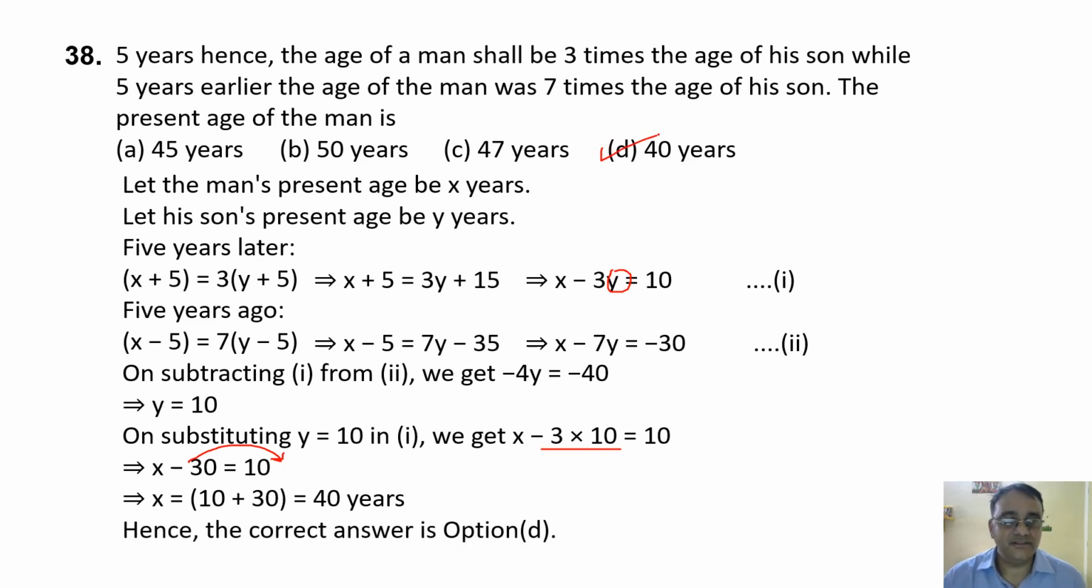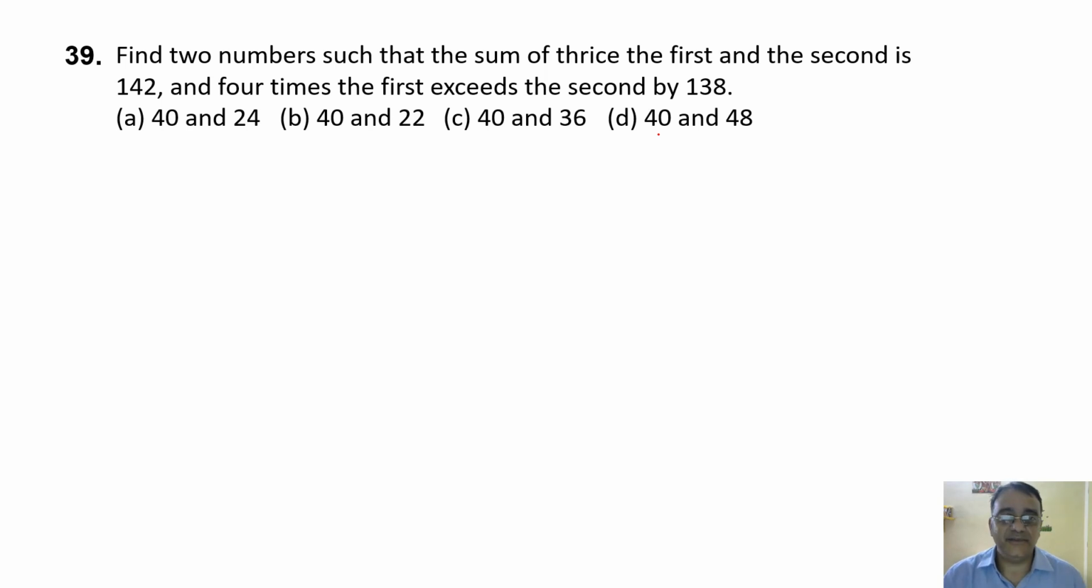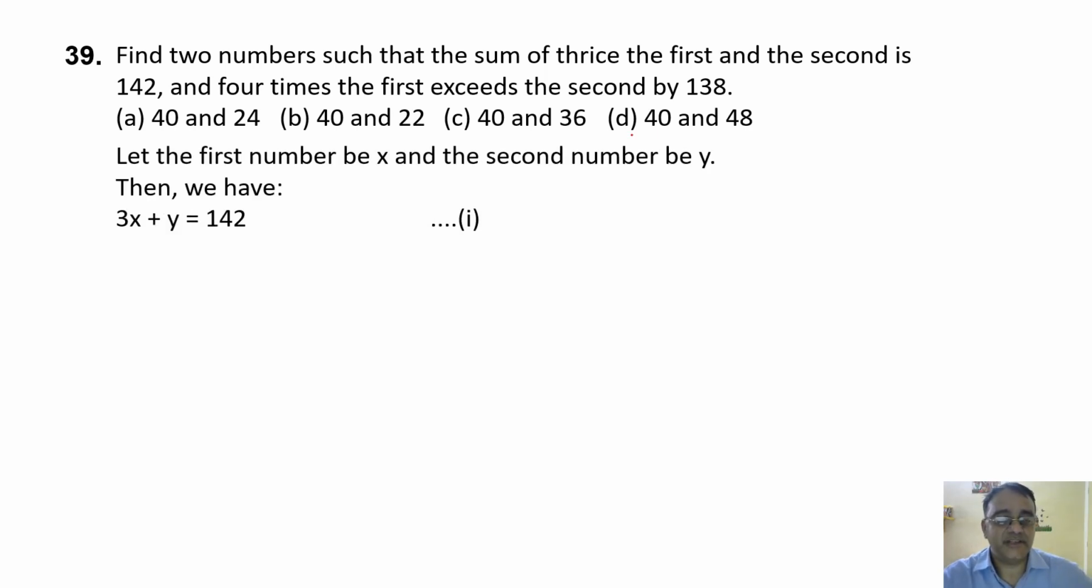So now we are moving toward the second last question. 39th, find two numbers such that the sum of thrice the first and the second is 142. अगर first number x होगा, second number y, thrice the first means 3x, second number plus y is equals to 142. And 4 times the first exceeds the second by 138. मतलब 4x is equals to y plus 138. Okay, so we'll get first equation 3x plus y is equals to 142, and the second one we'll get 4x minus y is equals to 138.